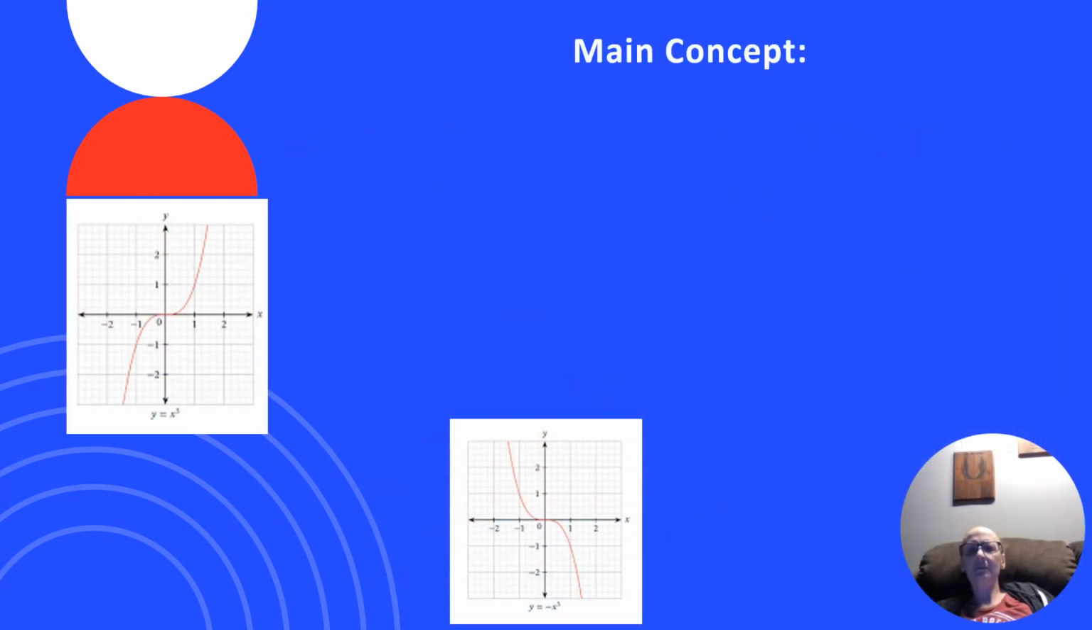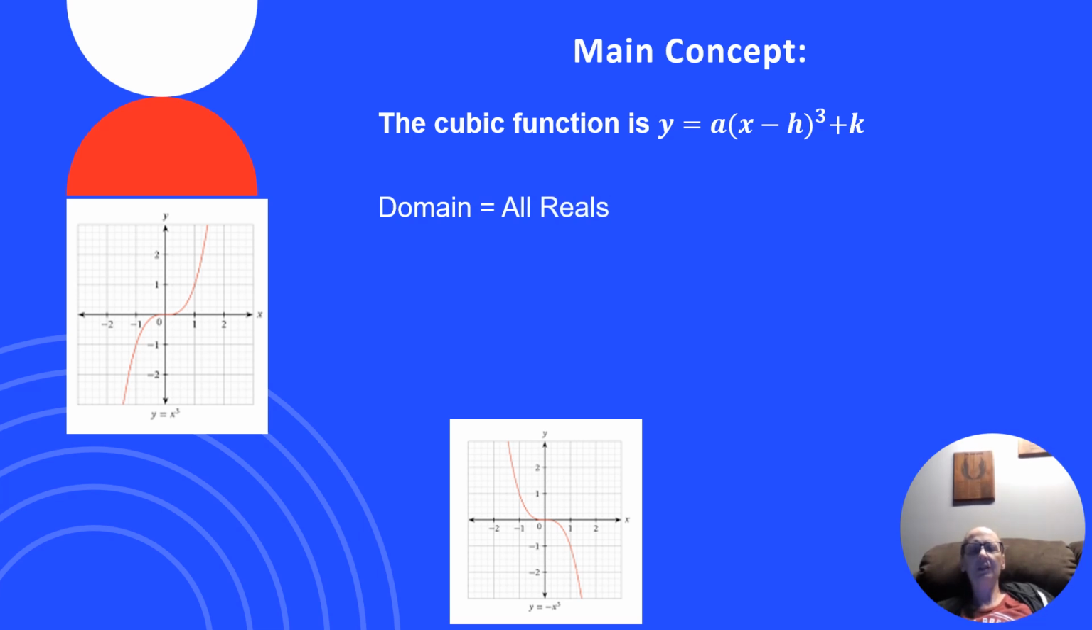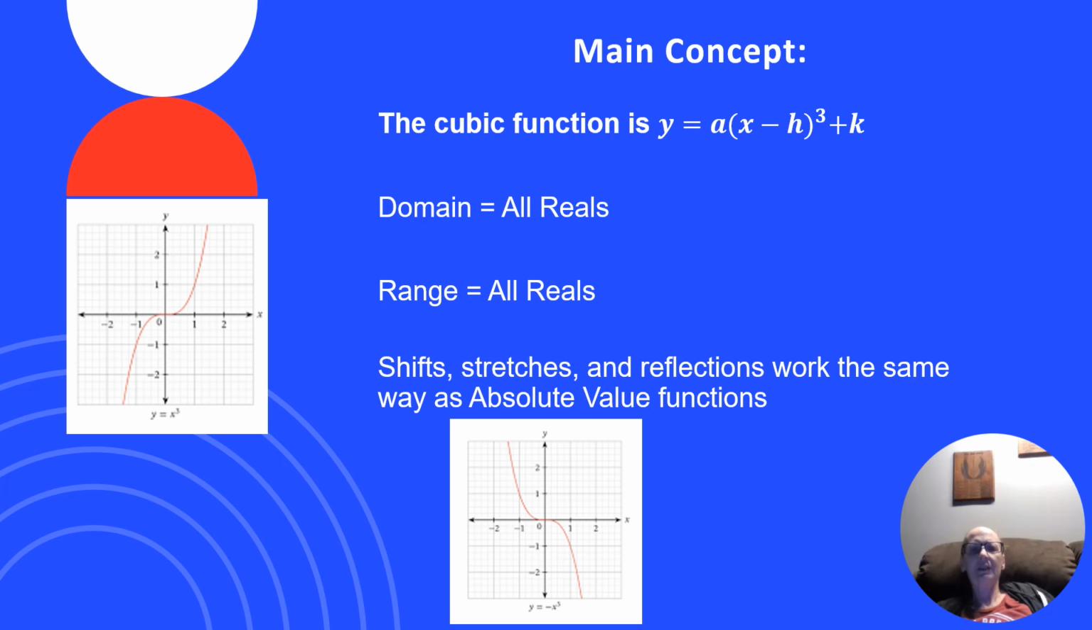Our main concepts for today are as follows. The cubic function is y equals a(x minus h) cubed plus k. That might look familiar because all of these functions have the same basic concept going on with the a, the h, and the k. The domain of the function is all real numbers. The range is also all real numbers.